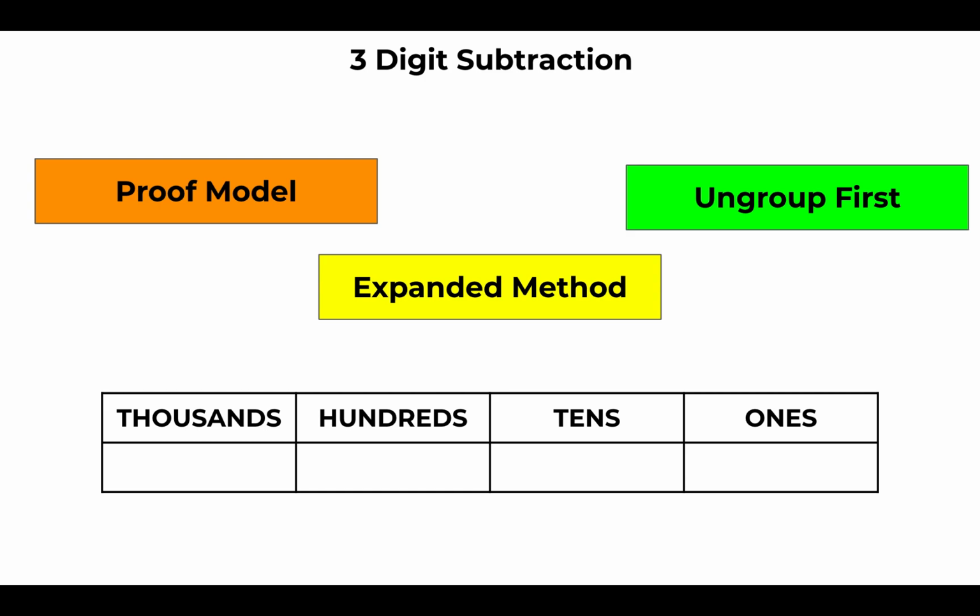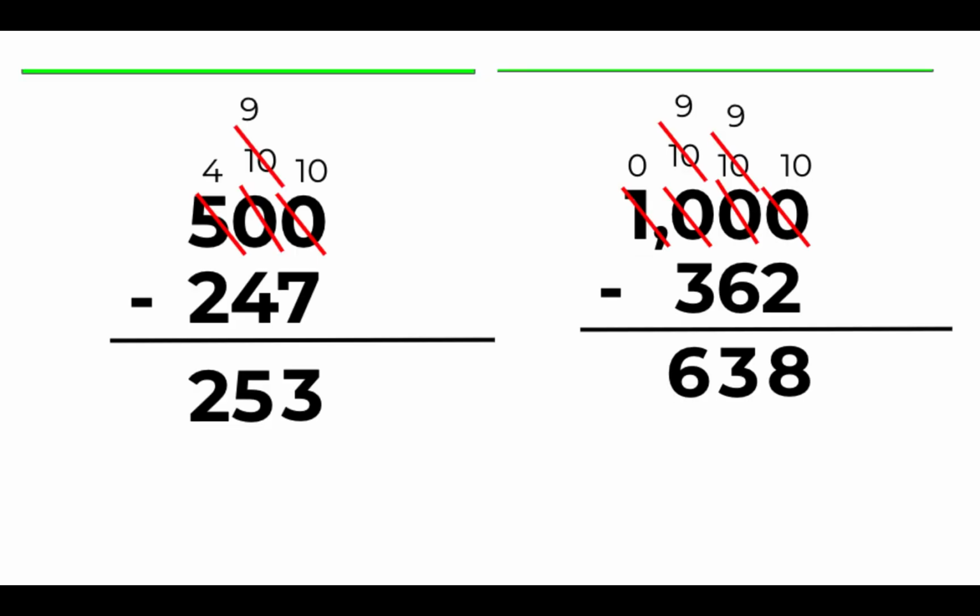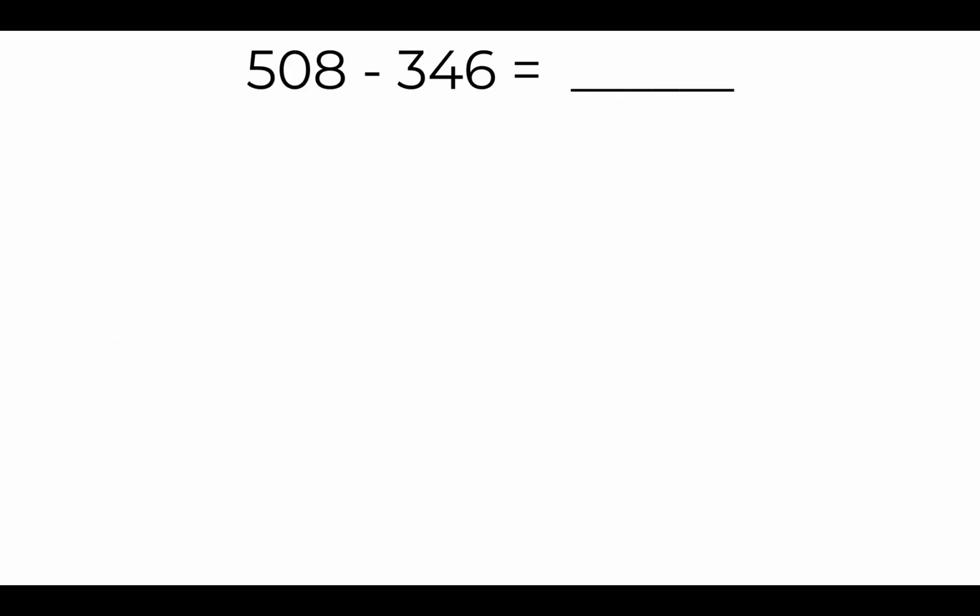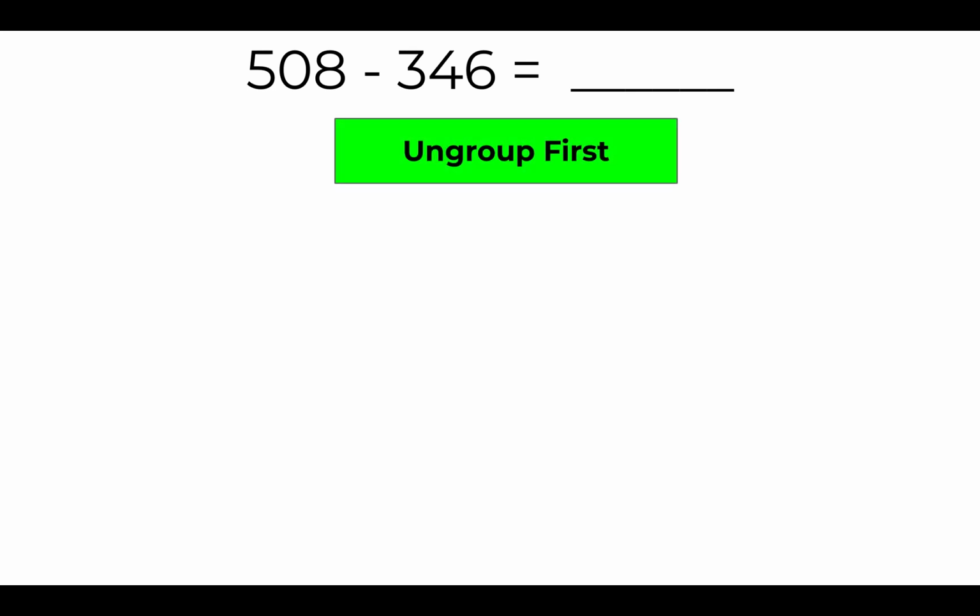3-digit subtraction. You may have been solving using the proof model, expanded method, or ungroup first. Today, we're going to talk about what we do with some of those pesky zeros. Last time, we reviewed what to do when we had multiples of hundreds, so 2 zeros in a row, whether those were in the hundreds or even 1,000. Today, we'll talk about what we do when we have 1 zero in a number. For example, 508 minus 346.